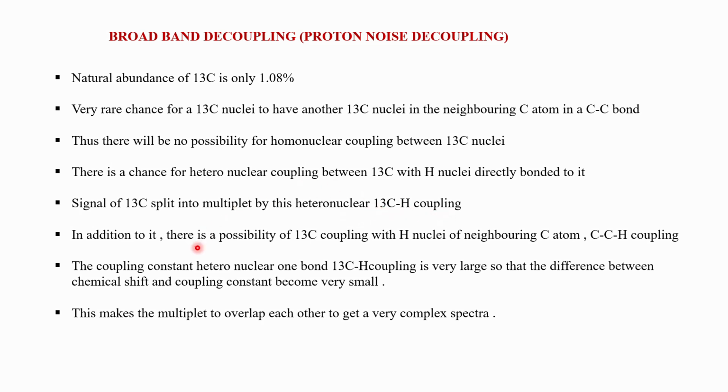In addition to it, there is every possibility for carbon-13 coupling with hydrogen nuclei of the neighboring carbon atom, that is C-C-H coupling, a two bond coupling. You know, the coupling constant in heteronuclear one bond coupling, C-H coupling, is very large, so that the difference between chemical shift and coupling constant becomes very small. That is why the multiplets overlap each other, forming a very complex spectrum.